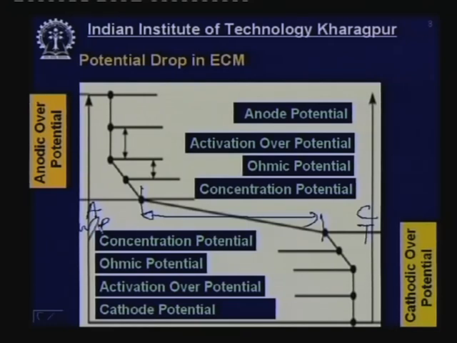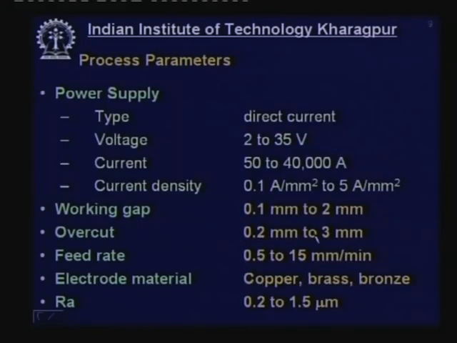To have electrochemical machining, I have to provide a potential so that all these potential drops can be achieved and gone beyond, so that there is an electrolytic drop which drives the cell or machining process.